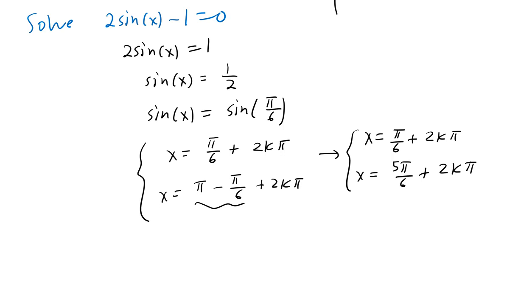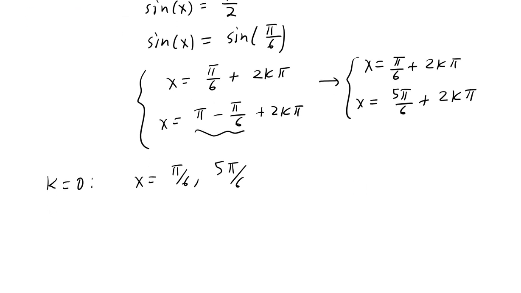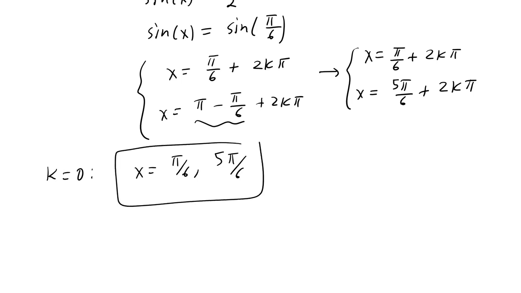K is an integer. Now if they specify just from 0 to 2 pi, then you need to take values for k. We're starting with k equals 0. That gives us pi over 6. And if you substitute in the second equation, that gives 5 pi over 6. Now if I take k equals 1, that will exceed 2 pi. If I take negative 1, that will be below 0. So it's only 2 solutions over that specific interval.